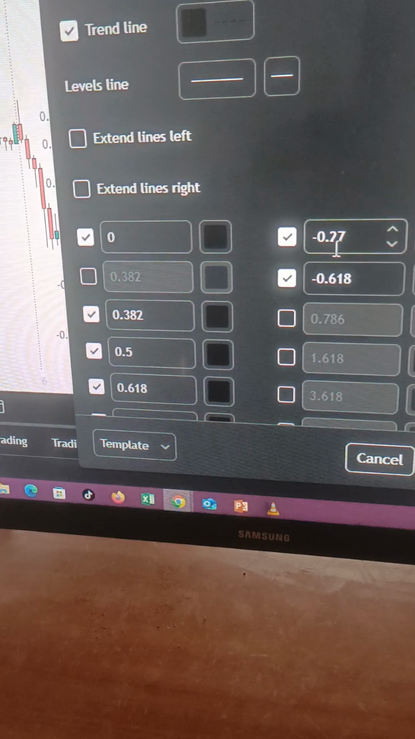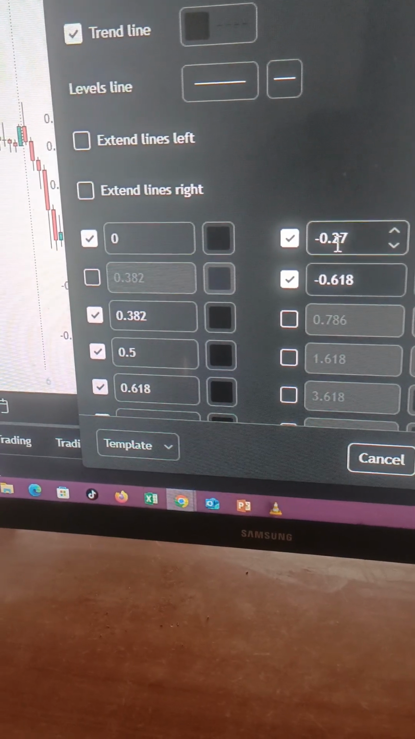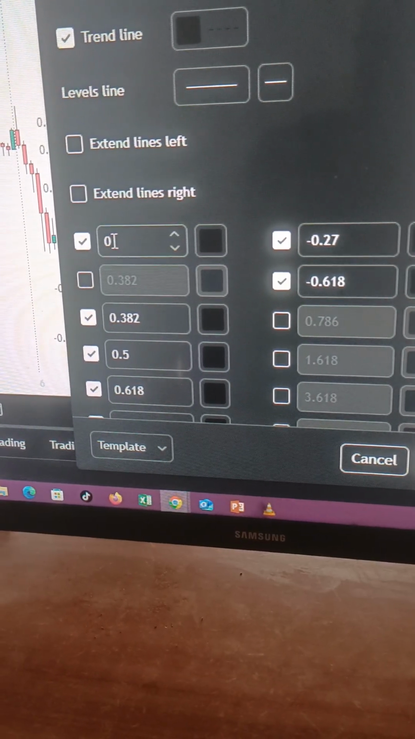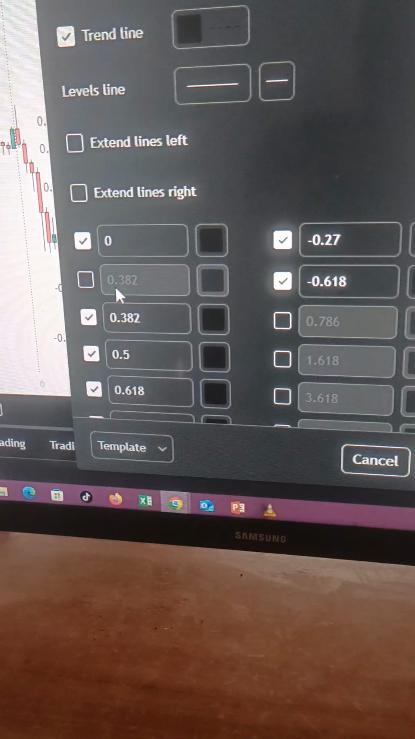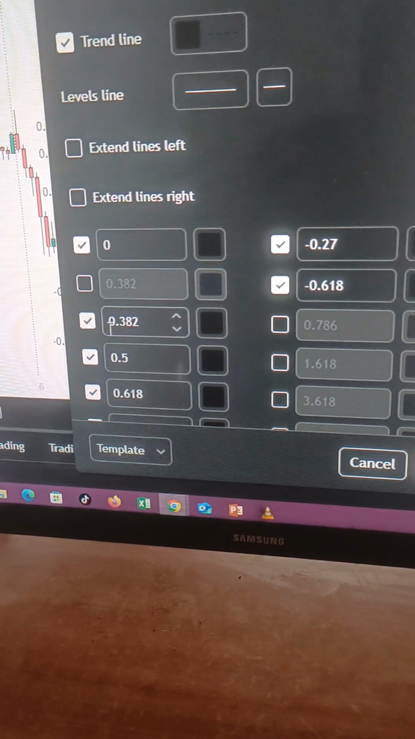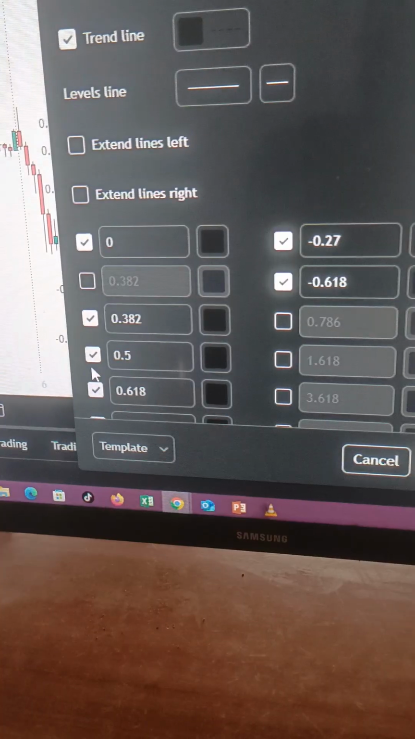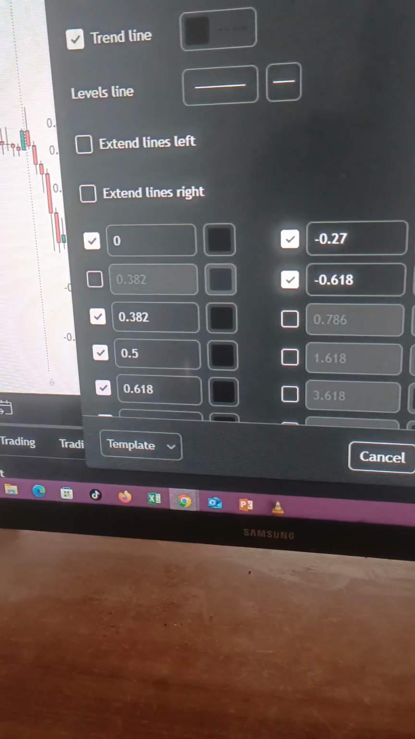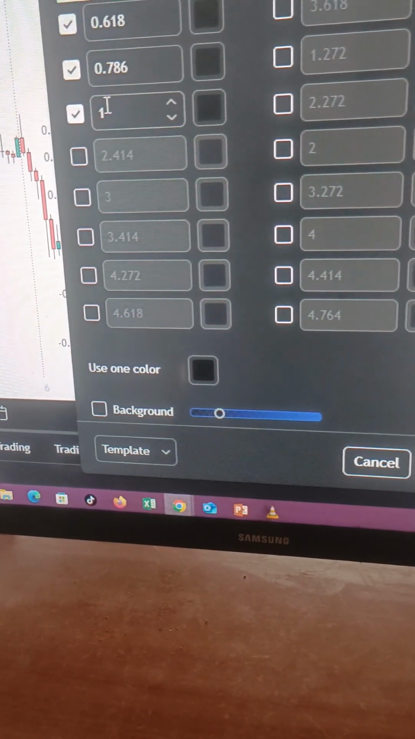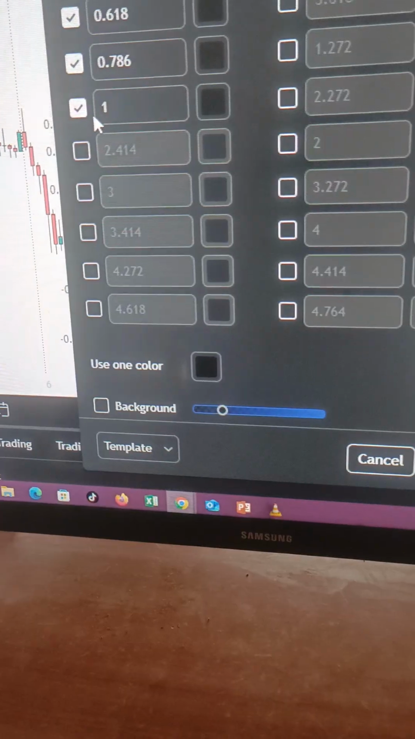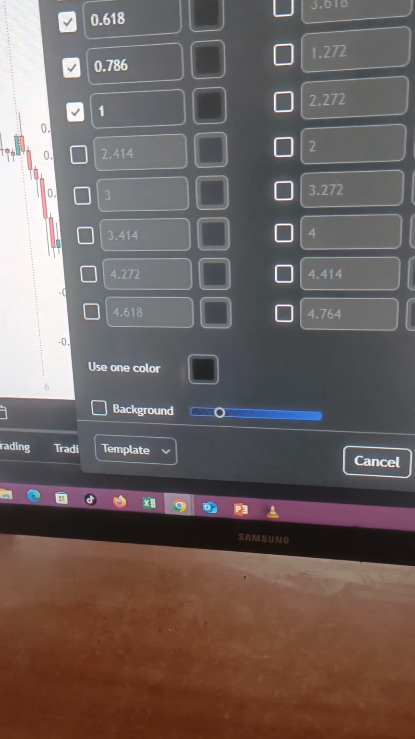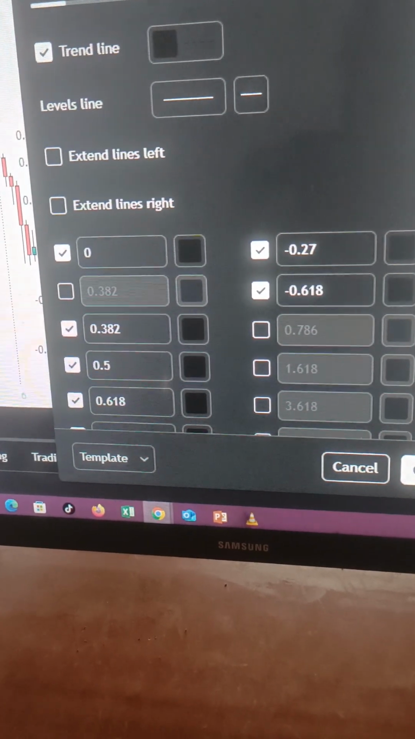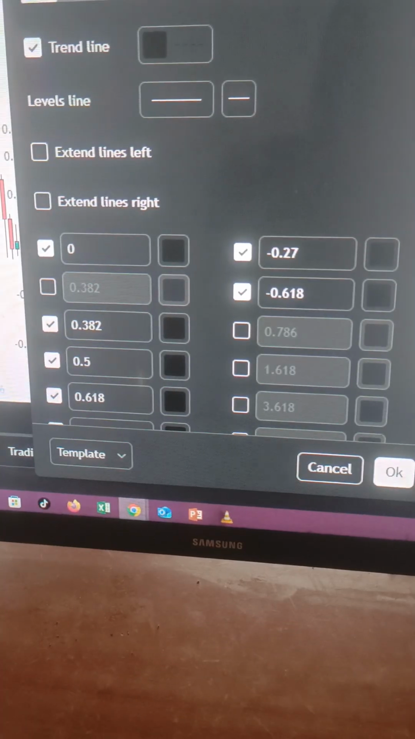The extension is negative 0.27 and negative 0.618. So you start with 0, you skip, you go to 0.382, and then the other one is 0.5, and then 0.618, and then 0.786, and then we go to 1. The extensions, we have already said, here they are. So I hope you have set your fibs like that.